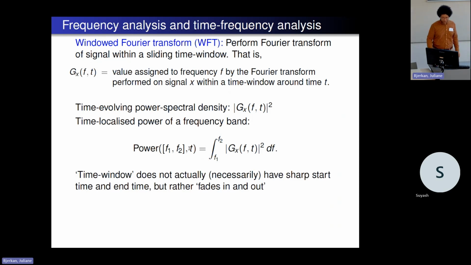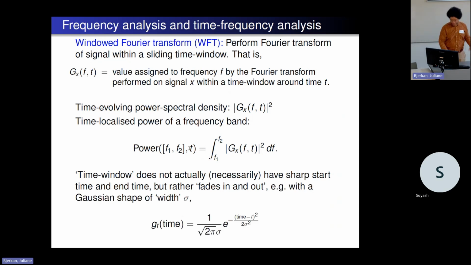Now, one thing I do need to say, I've been talking about the time window, but actually these time windows do not have a sharp start time and end time. Instead, they can fade in and out, for example, according to a Gaussian shape. And so then the parameter for a Gaussian shaped time window is just the width of the window, except that a Gaussian is actually infinite width. So what I would actually mean here is the standard deviation of the Gaussian shape. That would be the width of the window, which I'm denoting sigma.